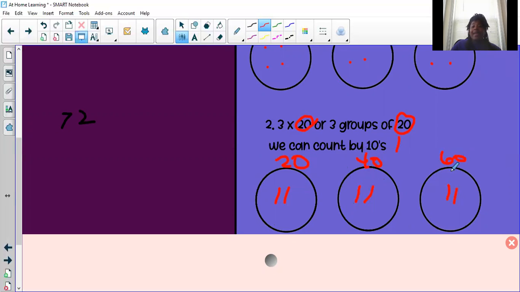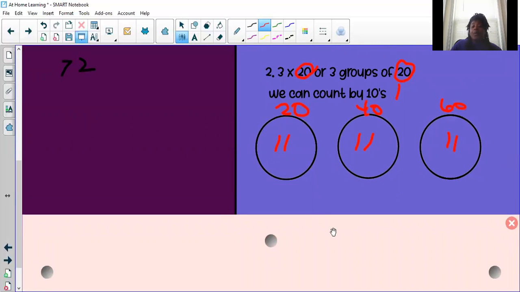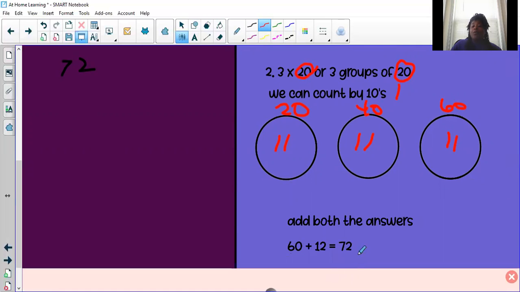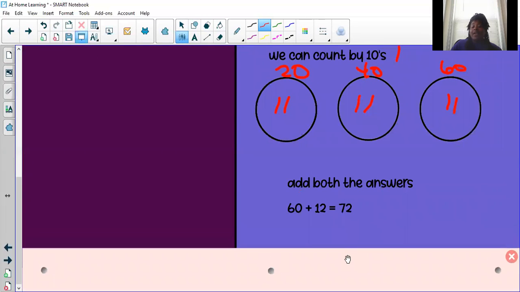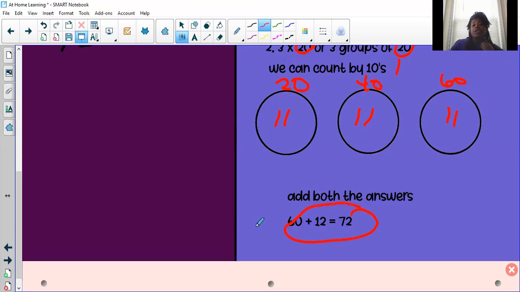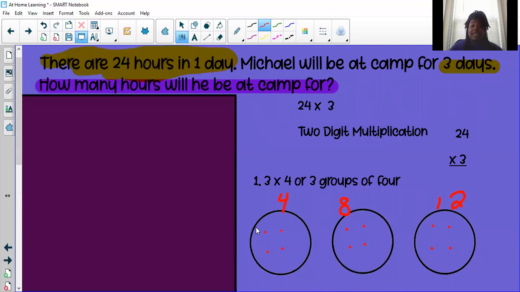So altogether, we have 60. So what we're gonna do is add both of the answers that we've had up there. So it'll be 60 plus 12, and it equals 72. So we see we got the same answer, but we did it in different ways.